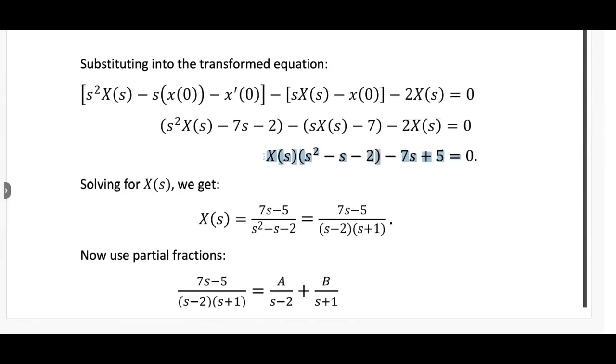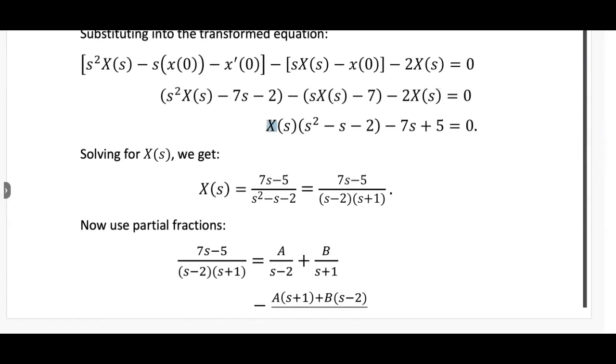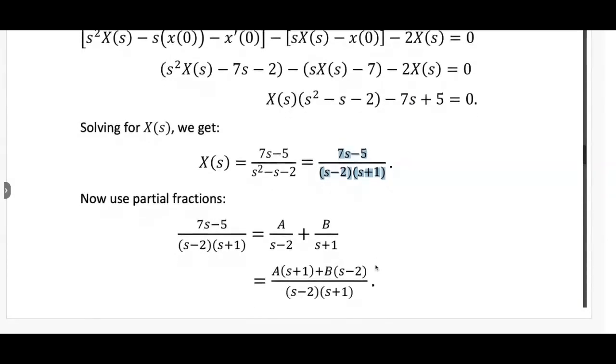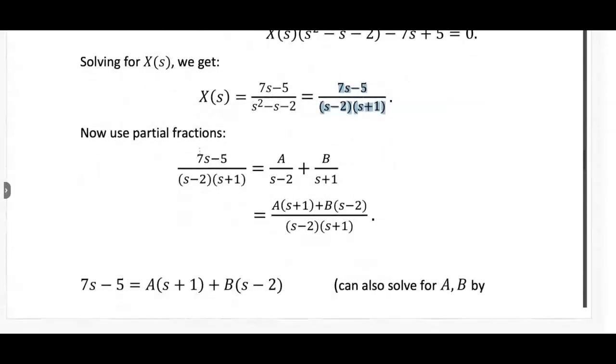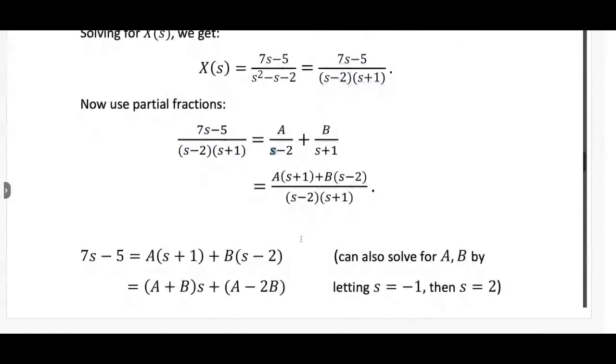So we have such an equation. To solve for capital X of s, the Laplace transform of x of t, we get 7s minus 5 divided by this, and this can be factored as s minus 2 times s plus 1. Use the partial fractions. Christian already showed us how to do this.